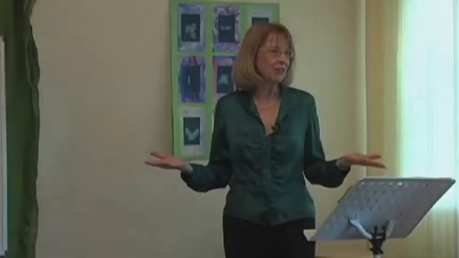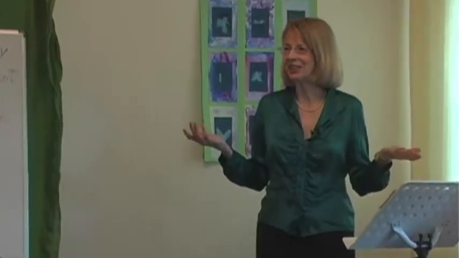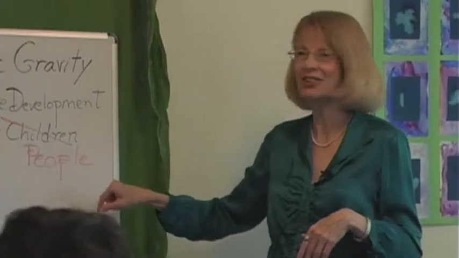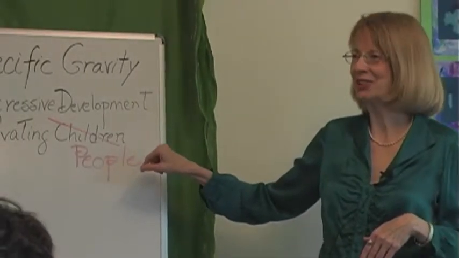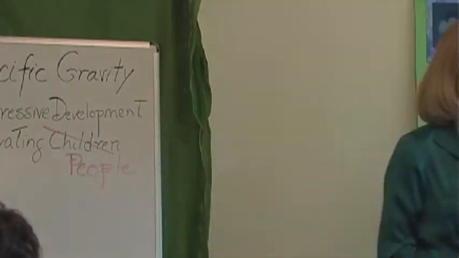Class number 2 of the EFL portion of the teacher training is, what do we call it? Well, I've called it so many things. I hope you don't mind. This is one of those things that you've heard of, the expression both, and this is both and. We could call this class specific gravity. We could call it the progressive development class. And we could call it motivating children. I deliberately crossed that out and said, no, it's not just about motivating children, it's about motivating people. So these are all things that we're going to be discussing today.